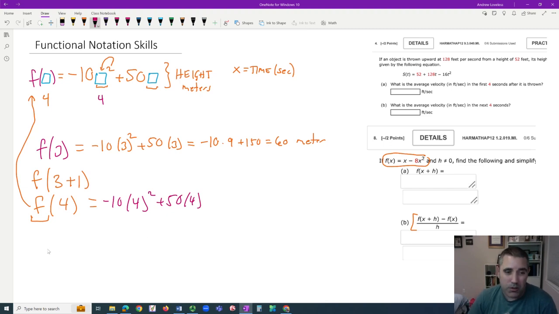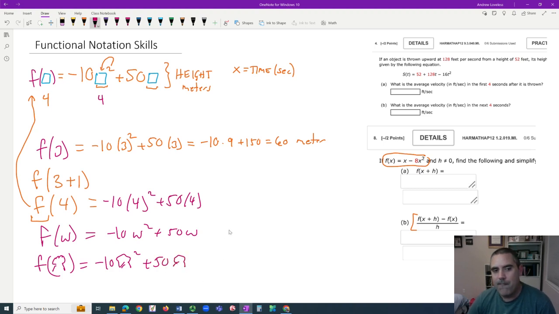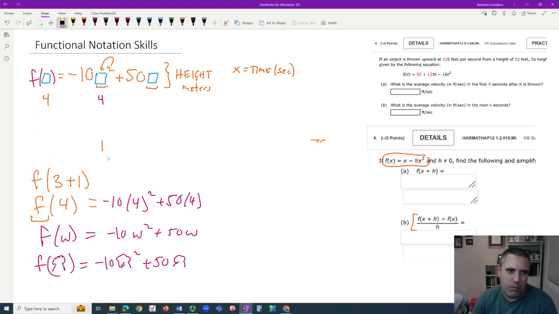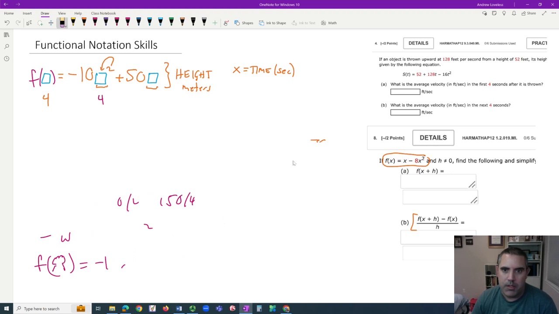All right. But you can also plug in a variable. If I said, what is f of w? You would say negative 10 w squared plus 50w. If I said, what is f of broccoli stalk? You would say negative 10 broccoli stalk squared plus 50 broccoli stalk. It's that simple. It's just a location you plug in. Okay. So if somebody asks me, I'm going to erase this. I have several practice sheets on this, but I wanted to make a video because it's just something that I see so many mistakes on.